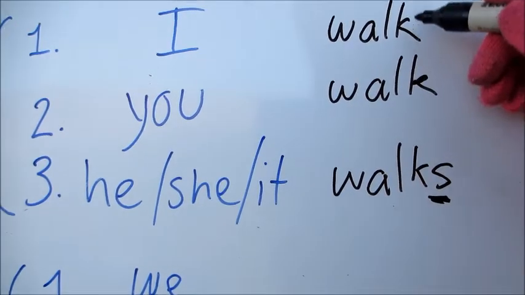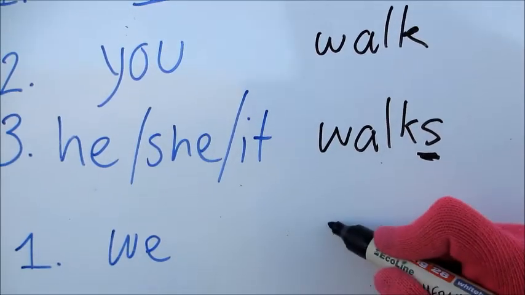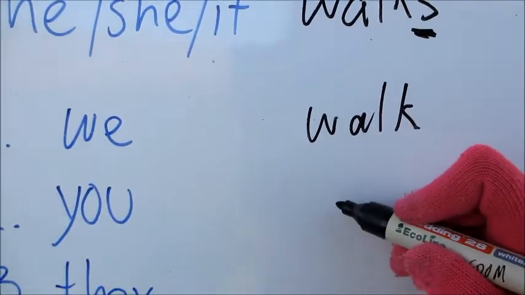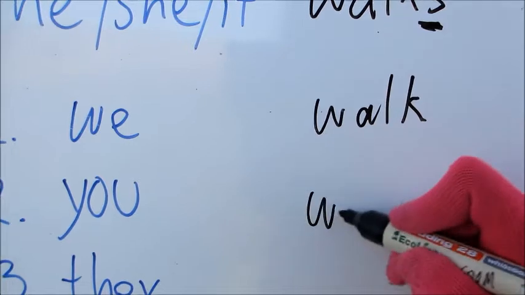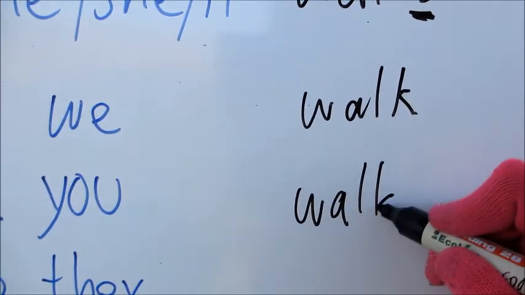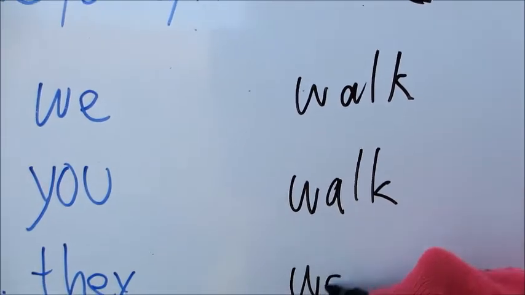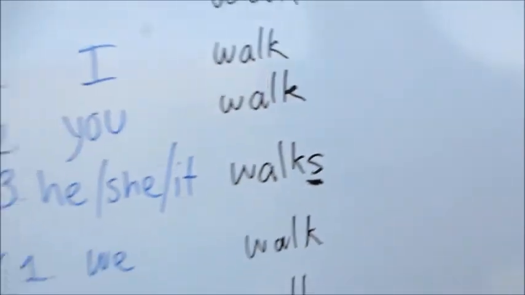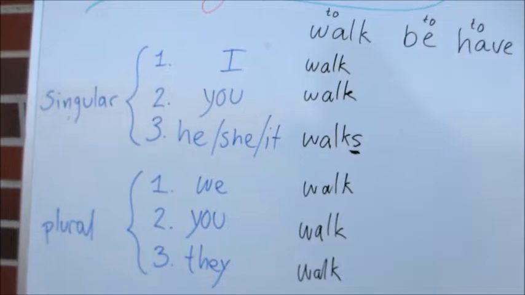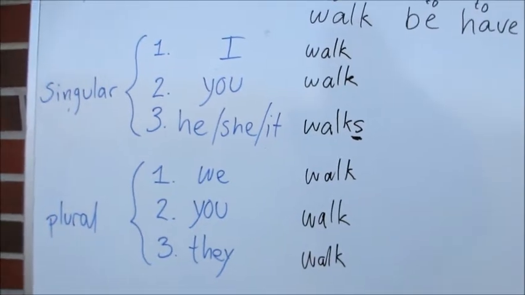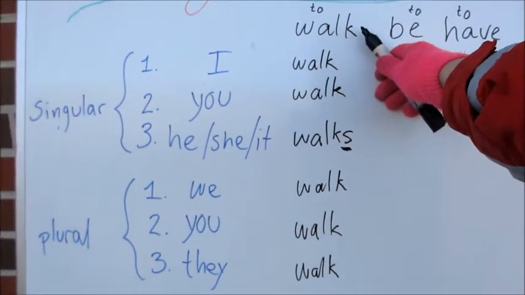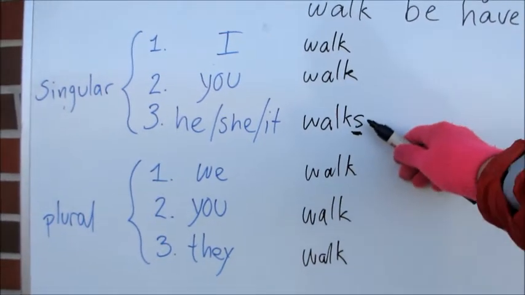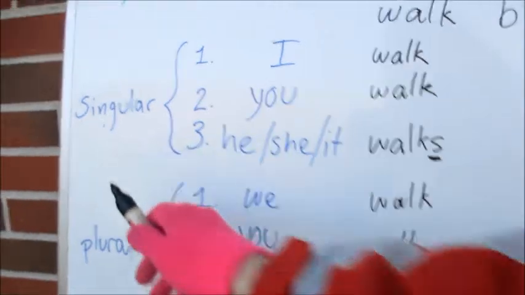So the rest of them, walk, walk, and we walk, you walk, and they walk. Yeah, so it's actually fairly easy. There's only one exception to this. So most verbs in English will just be one form, use it all the way, and just put an s in the third person singular.